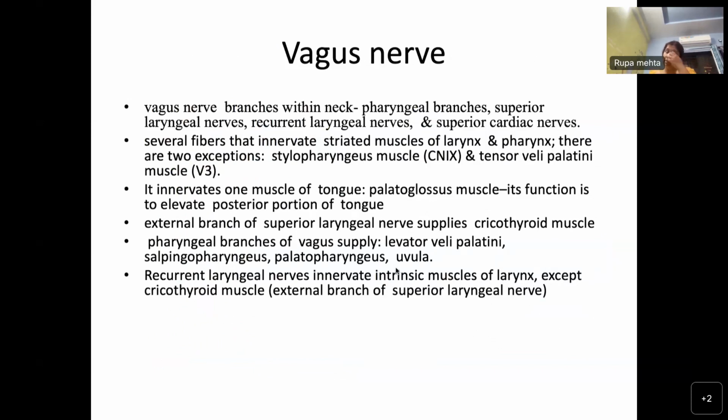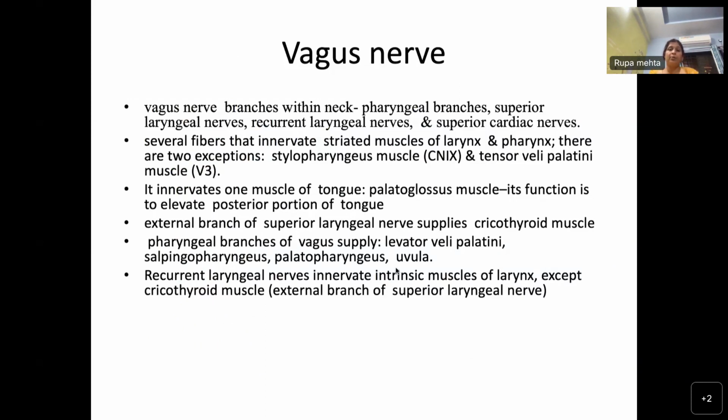Now the vagus nerve is a very long nerve which traverses almost the entire neck and the entire torso, the entire body. It branches within the neck into the pharyngeal branches, the superior laryngeal nerve, the recurrent laryngeal nerve, and the superior cardiac nerves. It innervates the striated muscles of the larynx and pharynx, except the stylopharyngeus, which is supplied by the ninth nerve, and the tensor veli palatini, which is supplied by the fifth nerve, the third branch.